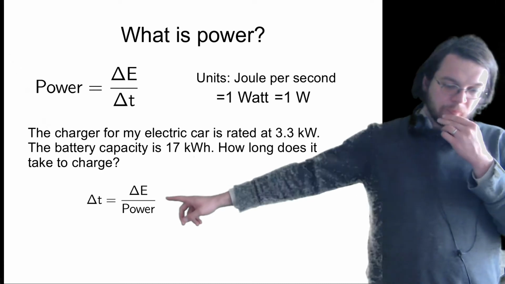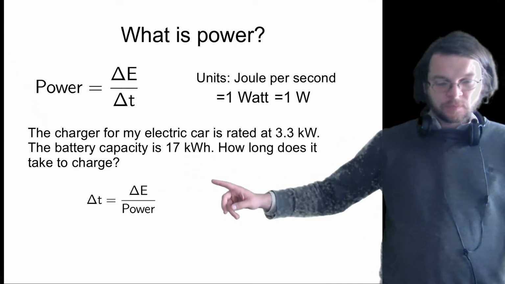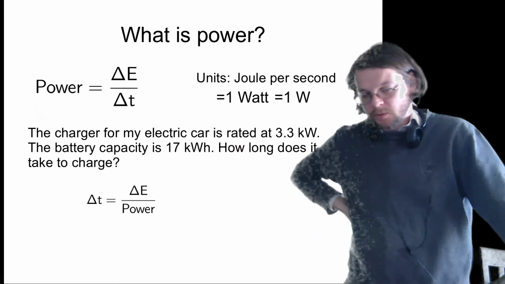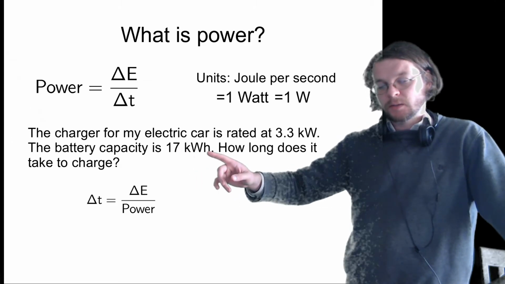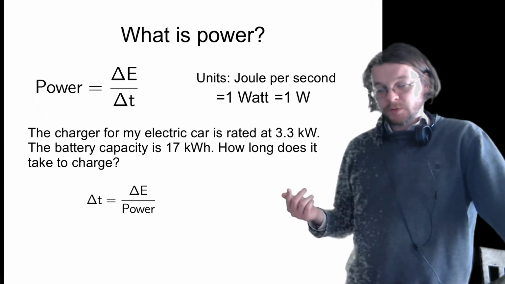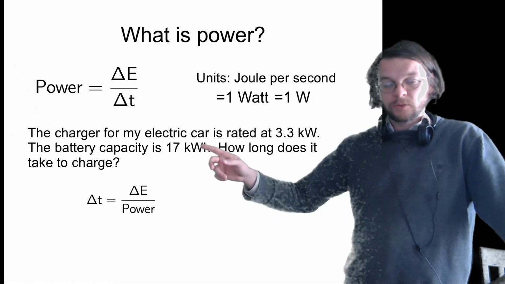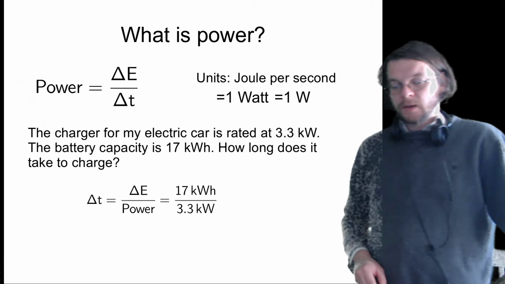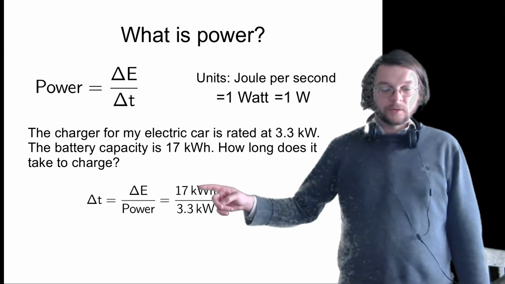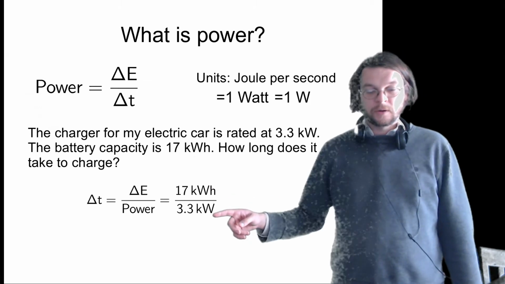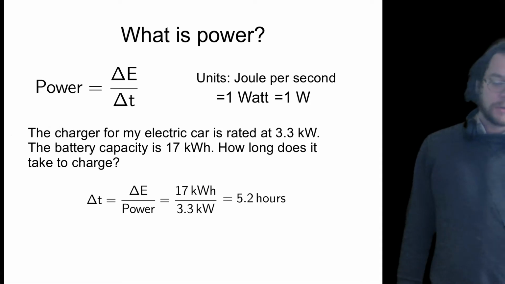So the energy is 17 kilowatt hours, which we could convert to joules if we wanted to, right? Kilo is 1,000, so 17,000 watts, that's energy per second, joules per second, times an hour. We could figure out how many joules this is if we wanted to, but in these units it's a little bit more convenient just to keep them as they are. So 17 kilowatt hours divided by the power, 3.3 kilowatts, means that it takes 5.2 hours to charge up the car.